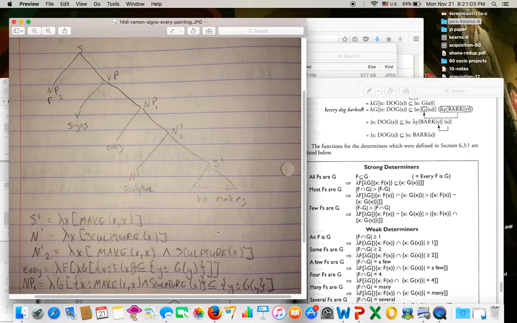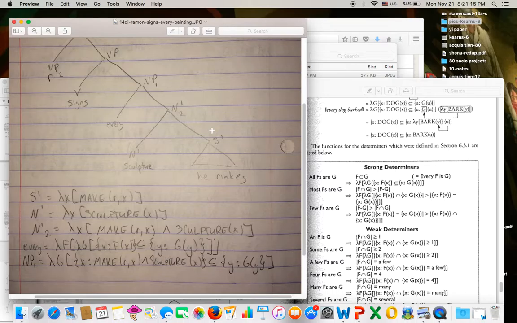We know that he is co-indexed with Ramon. That's just something we're taking for granted. So you can just plug in the R for the subject of make. And then we have sculpture, lambda x sculpture x, and then we do the same thing that we did in the previous example and that we had been doing for relative clauses in lambdas.